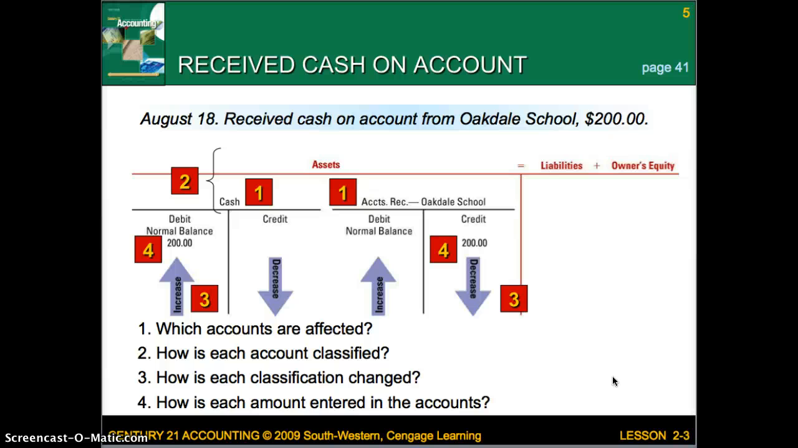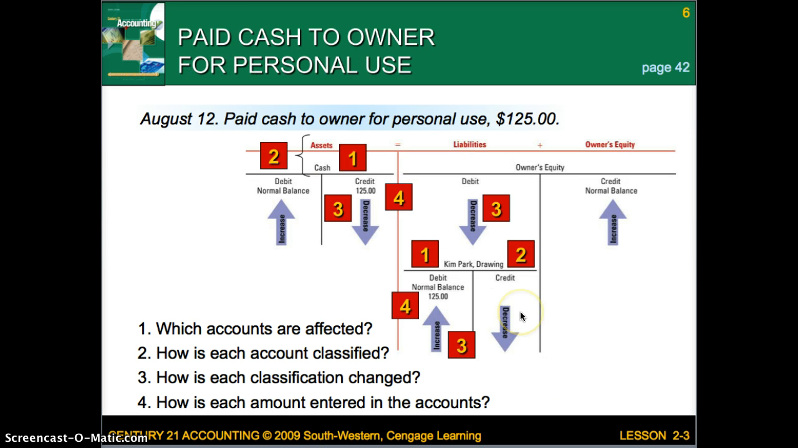So which accounts are affected? My cash is going to be affected, and my accounts receivable will be affected. Both are asset accounts. I own both of those things. If I'm receiving cash, my cash pile is going up, so that would be a cash debit. And the amount of money that is owed to me is going down. They used to owe me $350, now they only owe me $150, so it has gone down $200. So we have a cash debit of $200 and an accounts receivable Oakdale School credit of $200.